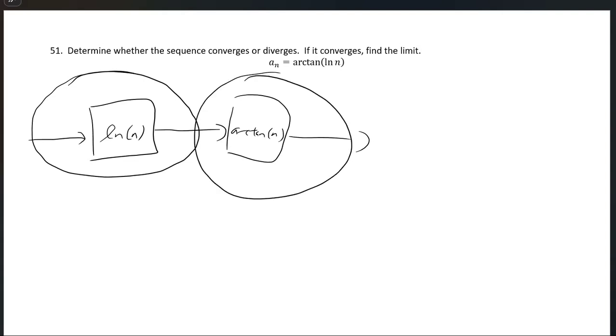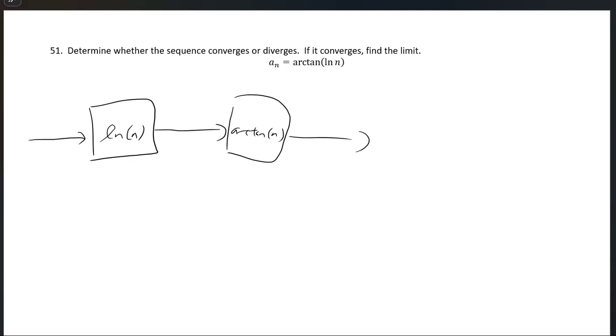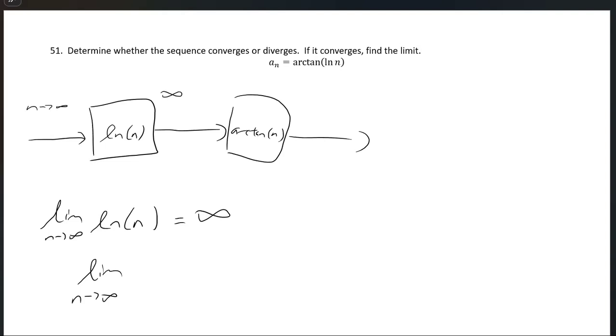You take the limit as n approaches infinity of the output of the natural log. Okay, so limit as n approaches infinity of natural log n. What does this approach? It approaches infinity. So as n approaches infinity, this guy approaches infinity. Then we pass that into this guy now.